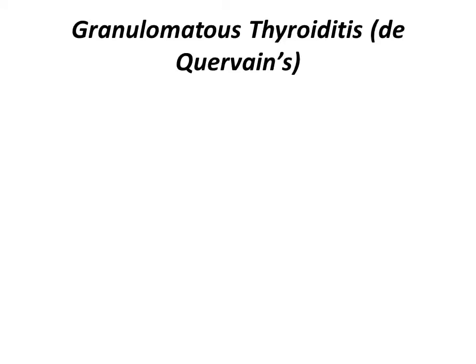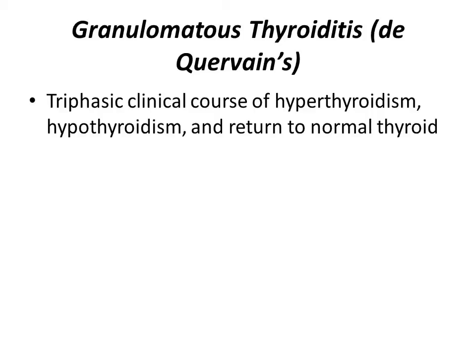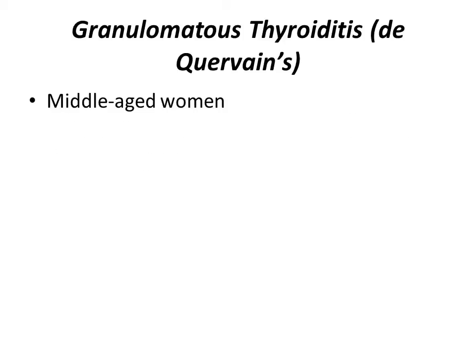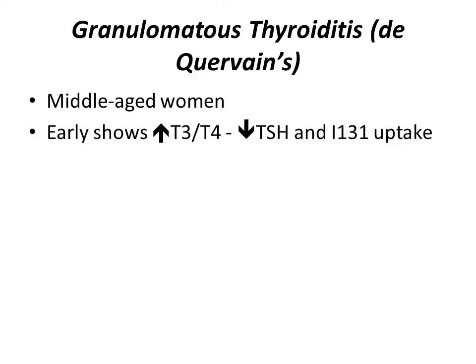First, granulomatous thyroiditis, or De Quervain thyroiditis, has a triphasic clinical course of hyperthyroidism, hypothyroidism, and then return to normal thyroid function. This is a self-limited condition. Patients are most commonly women of middle age, and they classically show increased T3 and T4 and decreased TSH and iodine 131 uptake.